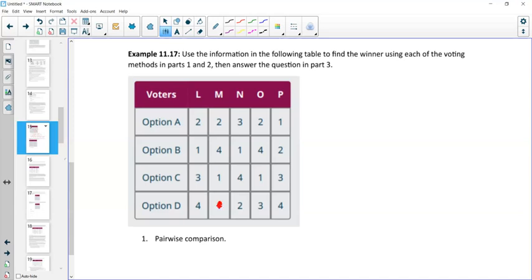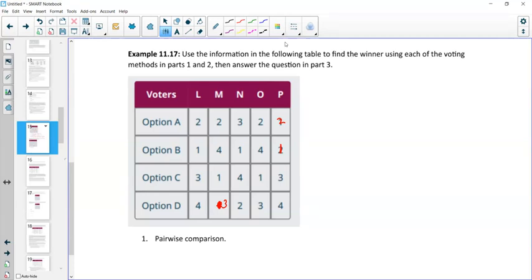This is supposed to be 3. And this is supposed to be 1, and this is supposed to be 2. Not sure what happened. We'll use the information in the table to find the winner using each of the voting methods in parts 1 and 2.